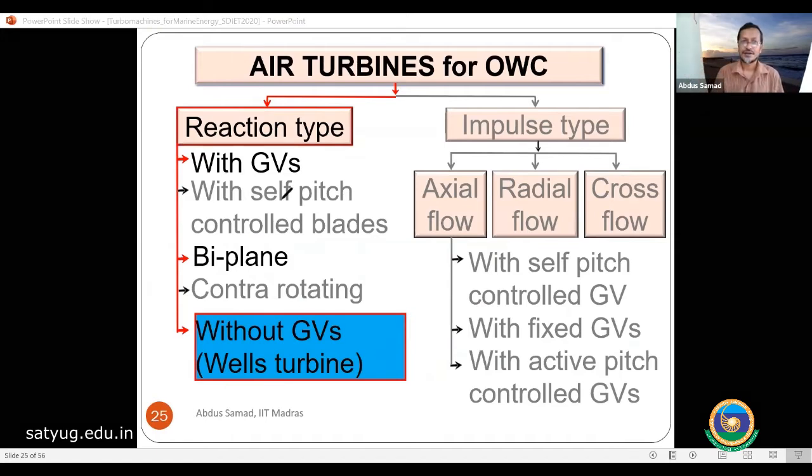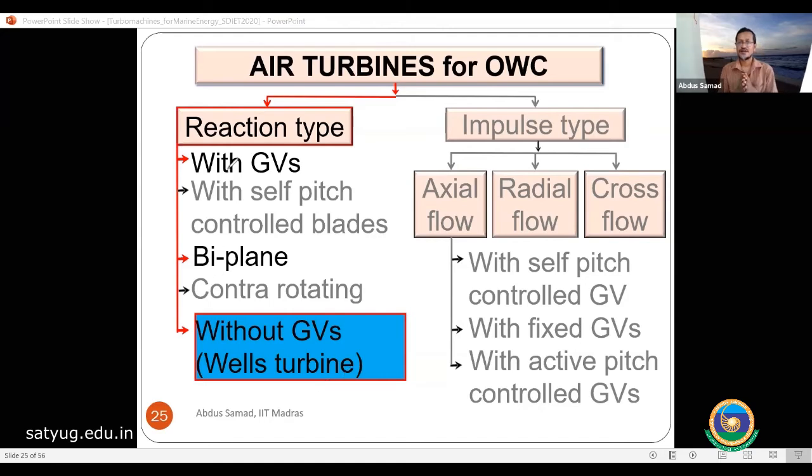There are different types of turbines. One is reaction turbine, another is impulse turbine. NIOT or Indian authorities use both types of turbine. I'll not focus on so many things, only one or two aspects. The reaction turbine, or Wells turbine, has many types: without guide vane, with guide vane, self-pitch control, biplane, counter-rotating. I'll be focusing basically on the Wells turbine without guide vane, a simple turbine, and some other turbine also I'll show.